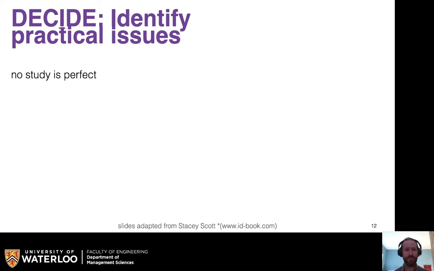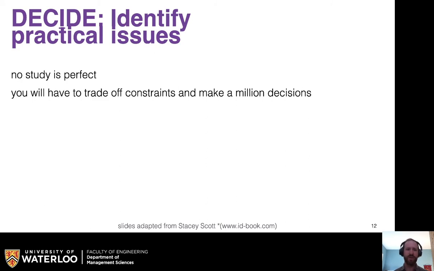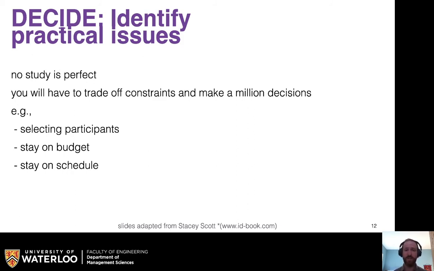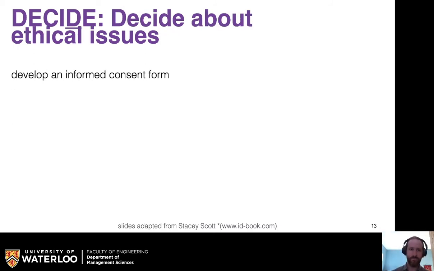Then you identify practical issues. No study is perfect. You're always trying to deal with the messy real world. So you have to trade off constraints and make a million decisions. For example, selecting your participants. We talked about inclusion and exclusion criteria there. Staying on budget. What can you afford to do? Can you afford to have 20, 30, 100, 2,000 participants? How long do you have to do this? So you have to stay on schedule. Finding evaluators, who's going to evaluate your system if you're doing something like a heuristic evaluation, which we'll cover later. And selecting equipment. What are you actually going to set up in your apparatus?